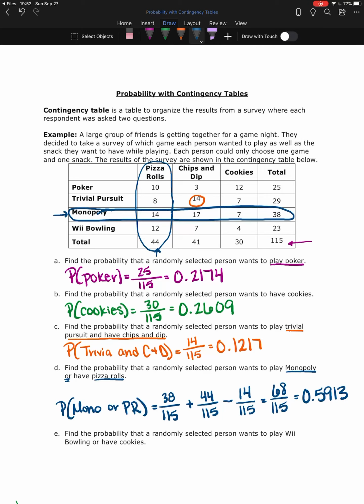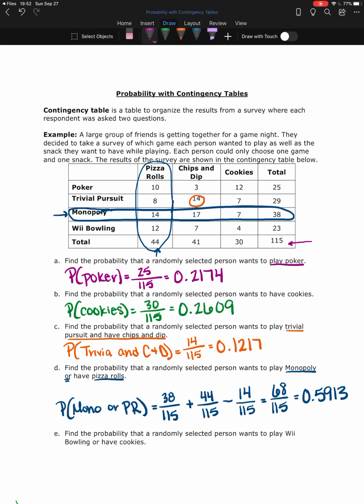So if I have all of these people in the room and I point at one person and I say, "Did you vote for Monopoly or pizza rolls?" There is a little over a 59% chance that that person's going to say, "Yeah, I voted for one of those. Doesn't matter which one to me right now. I just want to know, did you vote for one of those or both of those?"